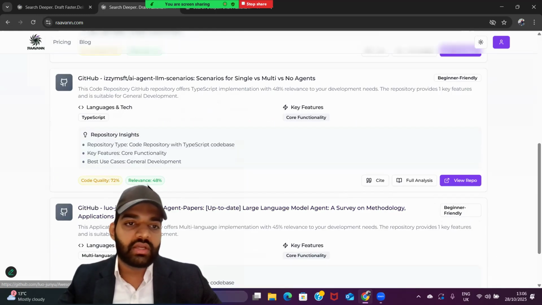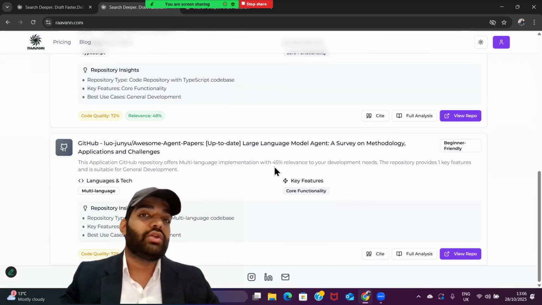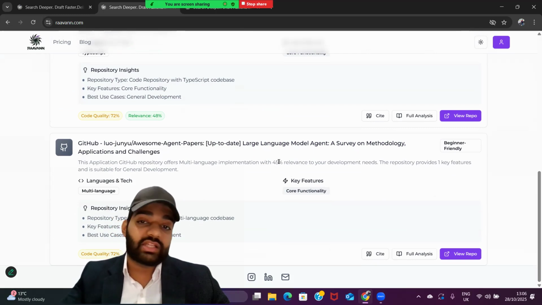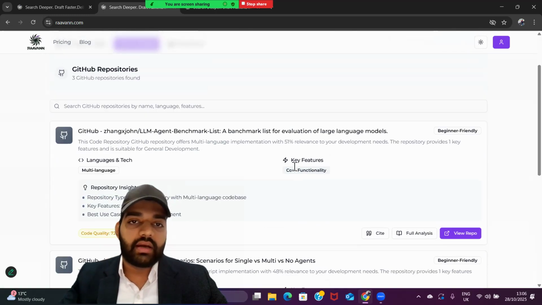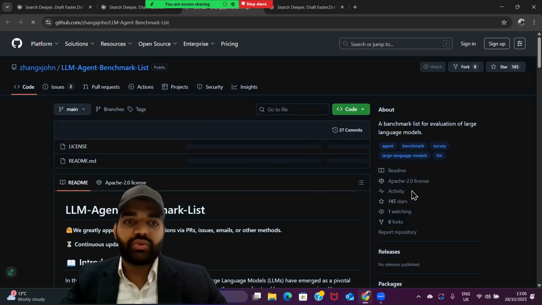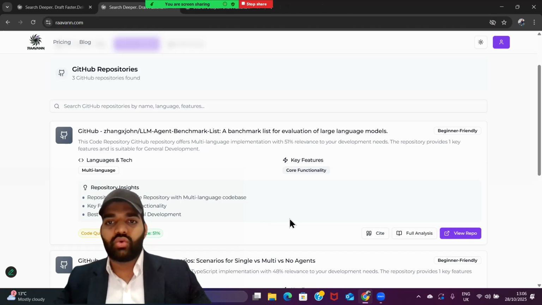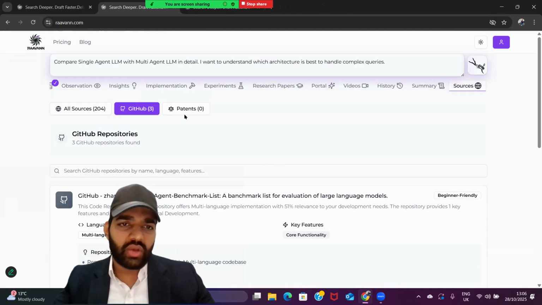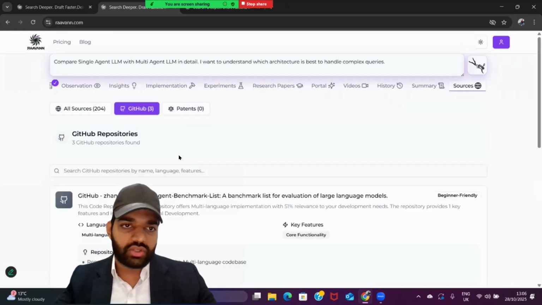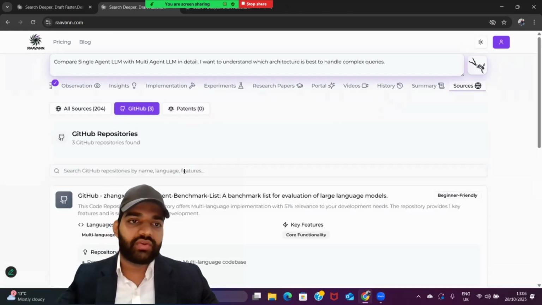We are giving you repositories of related projects that you can view, conduct experiments with, and connect with. You can just click on it, and it leads to the GitHub pages where you can see, for example, the LLM agent benchmark list. So the whole experiment is over here. As of now, I don't think there were any patents, so there are zero patents. But if there were patents, you can see them over here.